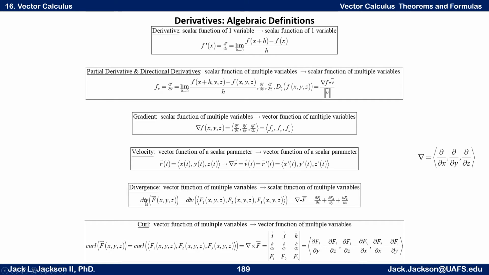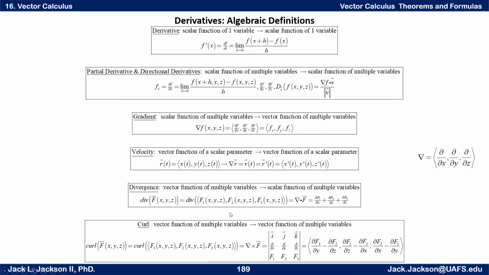The divergence is a type of derivative where we have a vector function of multiple variables as the input, and the output is a scalar function of multiple variables. This time you take the del operator and dot product it with f, and the way that basically works is, if you have the divergence of a function here, we take the partial derivative of the first part with respect to x, the partial derivative of the second part with respect to y, and the partial derivative of the third part with respect to z, and then add those up.